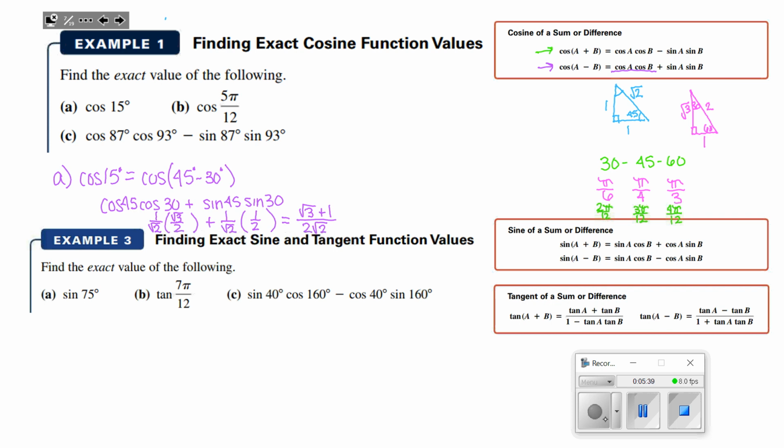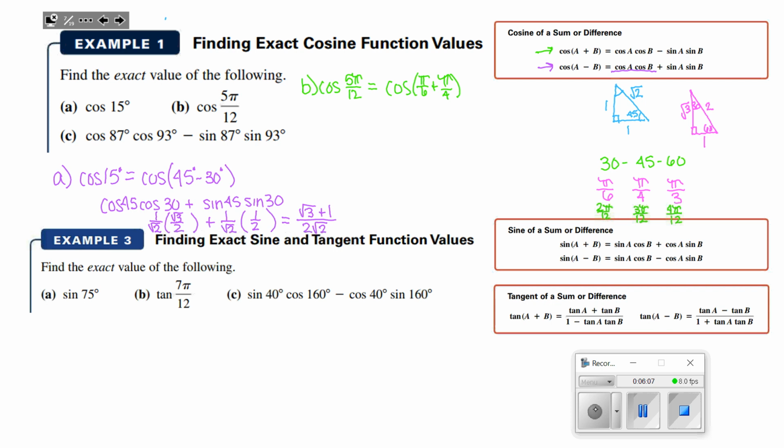So I'm going to write for B, cosine 5 pi over 12 is the same thing as cosine of pi over 6 plus pi over 4. And again, we could have done this with subtraction. It's no big deal. We could add or subtract any of those angles as we want.